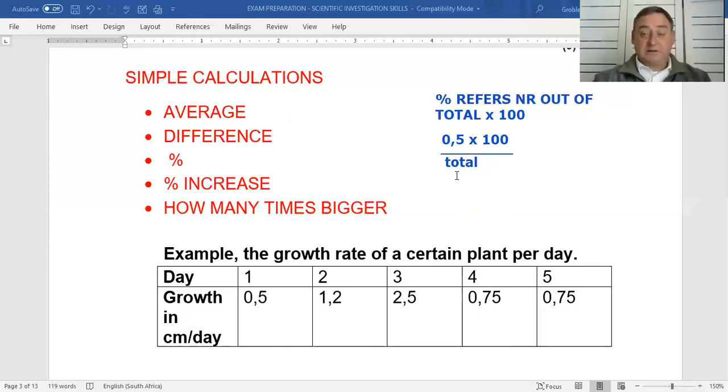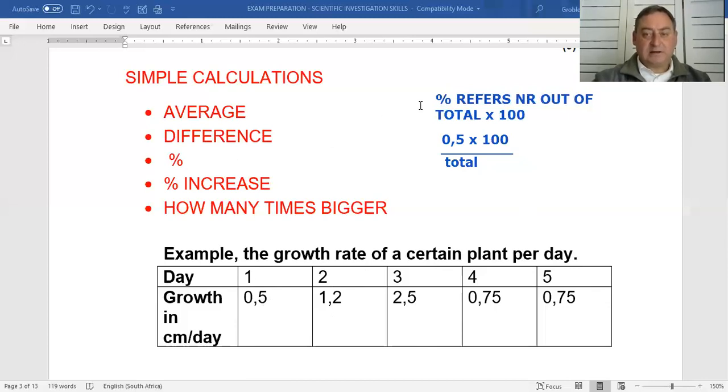So whatever total it is, like if I ask you, what did you score for the test out of 50? What percentage did you score? Then you take your number, divide by the total of the test. It was 50, multiply by 100. In this case, the question was asked, what percentage growth of the total growth did the plant grow already on the first day? So that number is 0.5 out of the total. So you must go get the total here, write the total by adding up all these numbers, and then always multiply by 100, then you get the percentage.